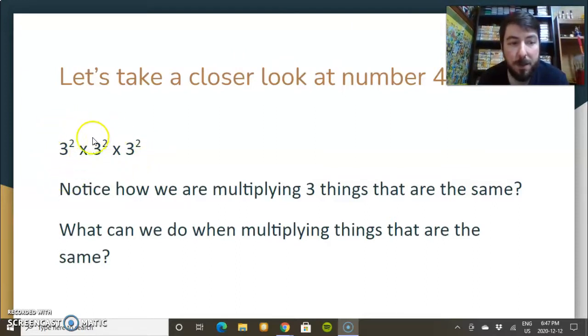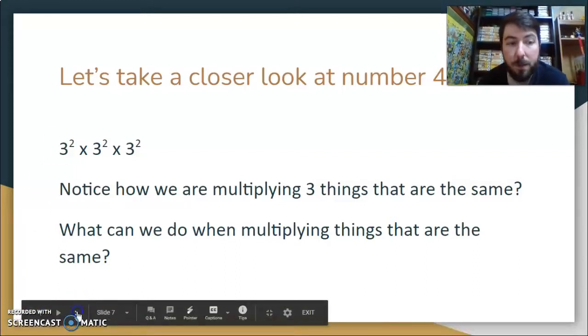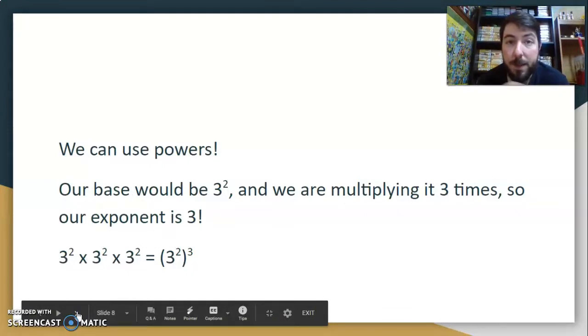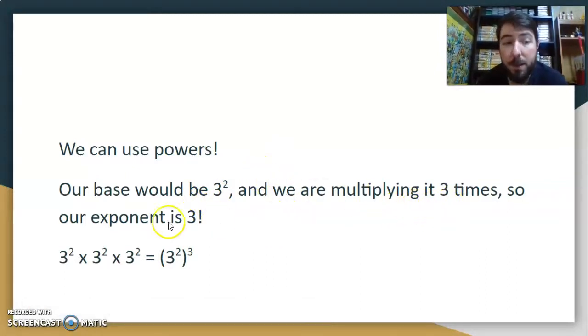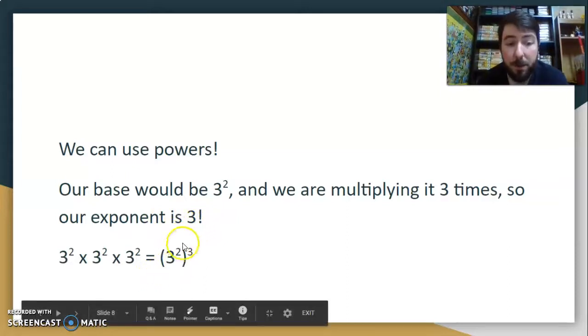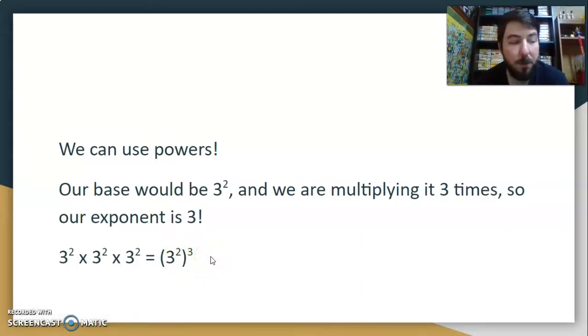We're multiplying three things that are the same. We're multiplying 3 to the power of 2 3 times. And what can we do when we're multiplying things that are the same? Well, if you think back to the very first lesson in this unit, we can use powers. So our base, our big number, would be this whole thing, 3 to the power of 2, and we're multiplying it 3 times, so the exponent would be 3. So it equals 3 to the power of 2 to the power of 3. Sort of like power inception. It's a power within a power.